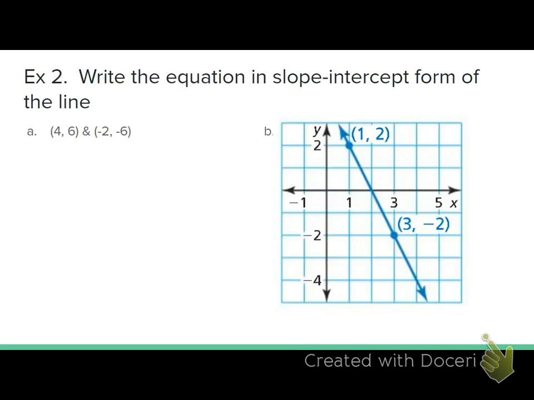All right, well, let's give it a try. Write the equation in slope-intercept form of the line. Okay, so they're switching it up on us. The directions this time say slope-intercept form. What does that look like?